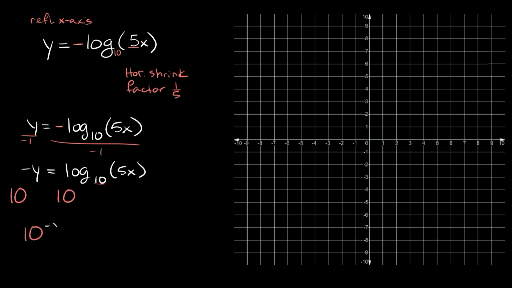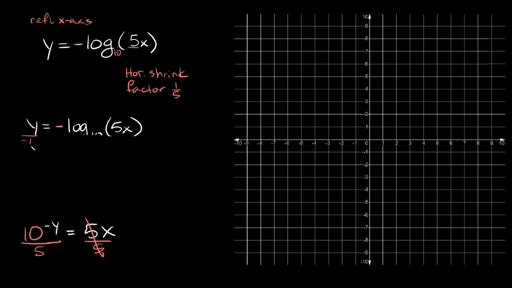10 raised to the negative y is equal to, then over here these cancel out, and we're just left with 5x. Okay, and then here we can get rid of the 5 by dividing both sides by 5. Those cancel out, so then we get that x is equal to 10 raised to the negative y over 5. And we can't simplify 10 over 5, we can't reduce that down to 2 or 2 over 1, specifically because we have an exponent attached to the 10. So this is as simplified as we can get it.